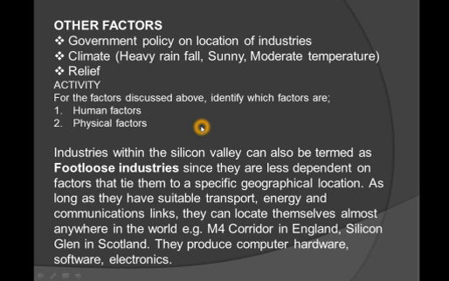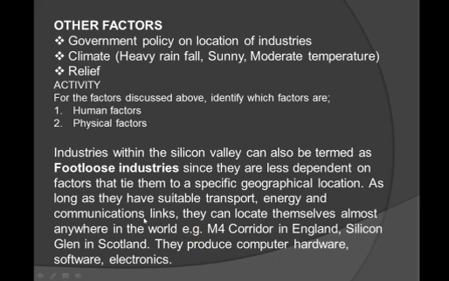Industries within the Silicon Valley can also be termed as footloose industries. This is another term that I gave in yesterday's assignment. I hope that you were able to look it up. So footloose industries are industries that are less dependent on factors that tie them to a specific geographical location. As long as they have suitable transport, energy and communication links, they can locate themselves almost anywhere in the world.